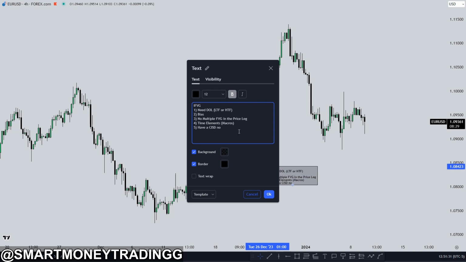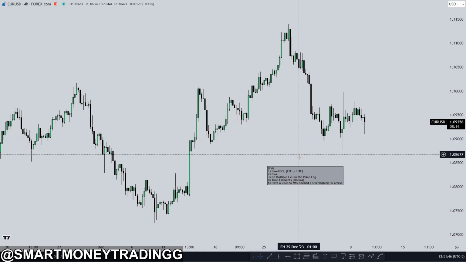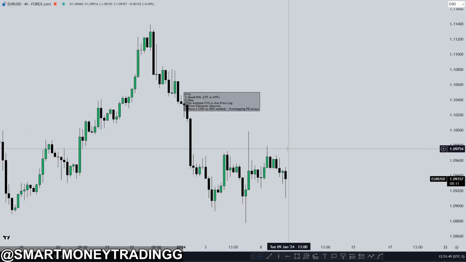So number 5 is to have a change in the state of delivery, no market structure shift needed. You don't need a market structure shift when you're trading this, so that's very easy. And then I'm going to put overlapping PD arrays here with this one. So what I mean by that is you have a BISI and then an inversion fair value gap created. That is what I mean.